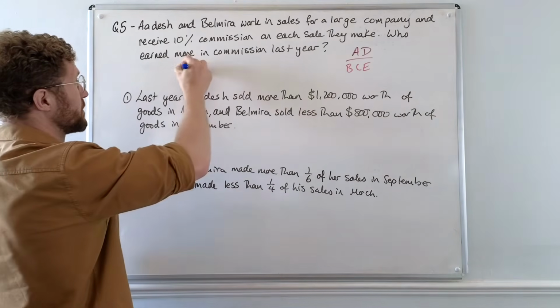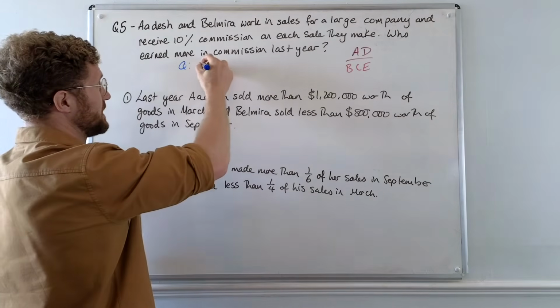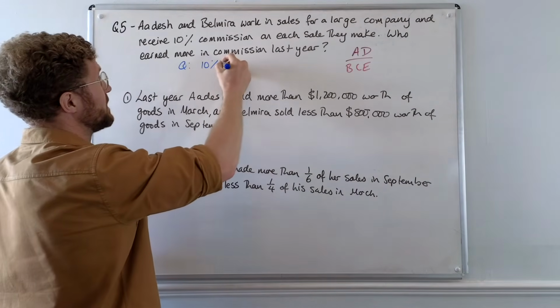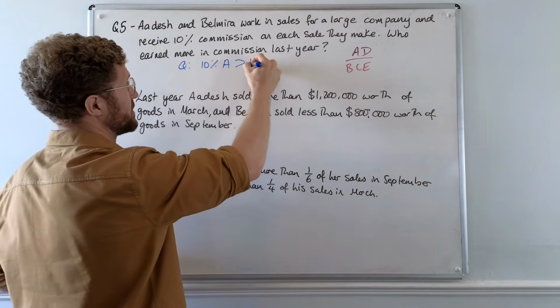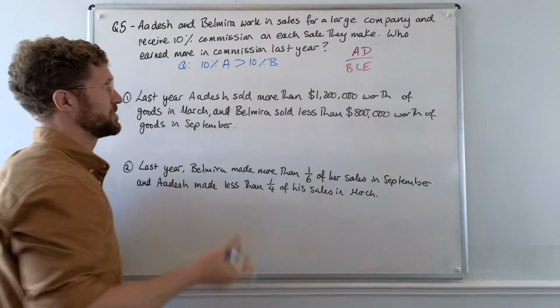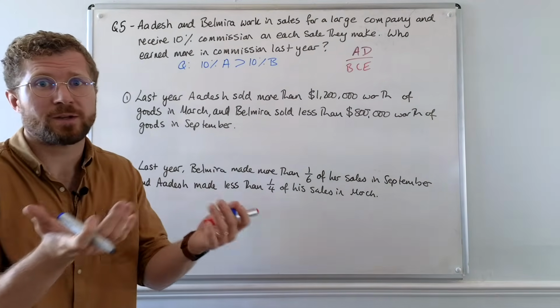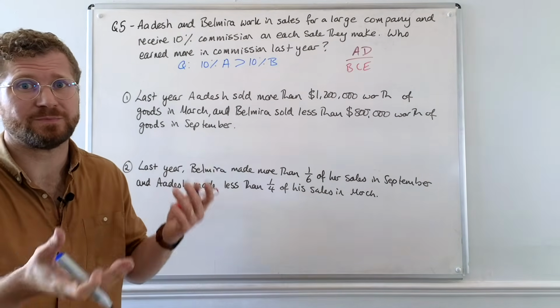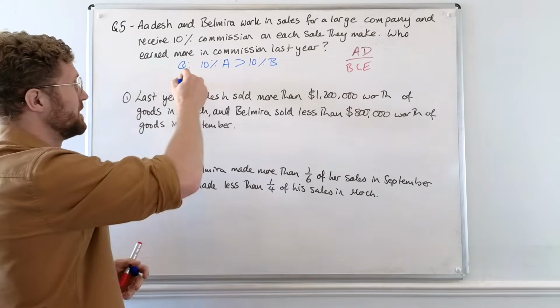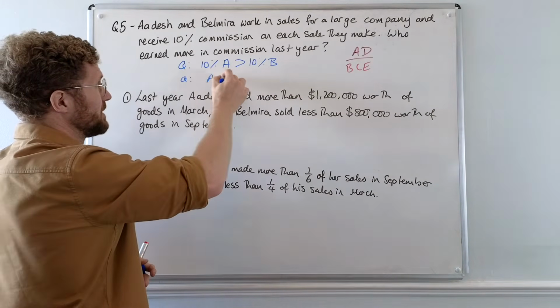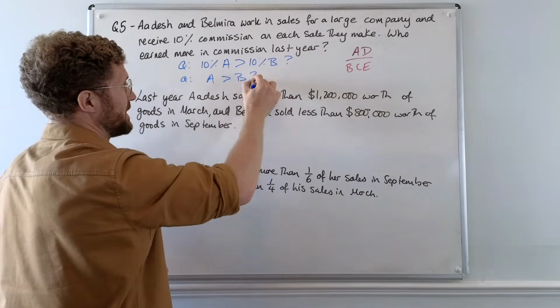So the question is, let's say, which is bigger, 10% of Adesh's sales, because that's what he receives in commission, or 10% of Belmira's sales, because that's what she receives in commission. Now, what I hope you're noticing here is the 10% doesn't really make much difference to the outcome of the question. Because they both receive the same commission, this is really who sold more, Adesh or Belmira.